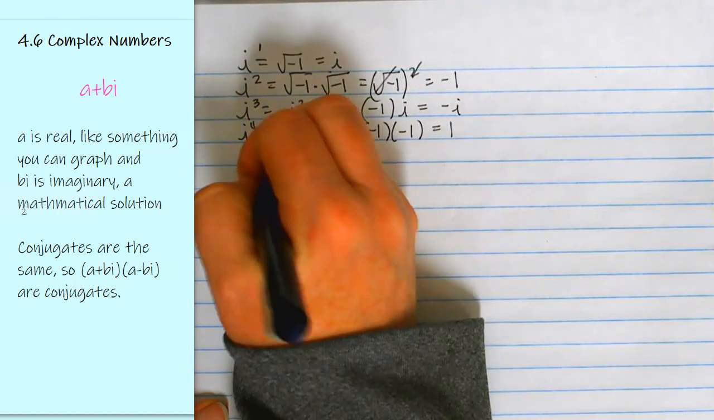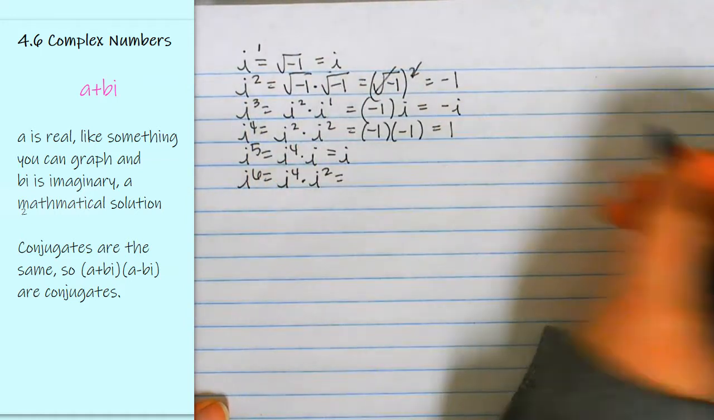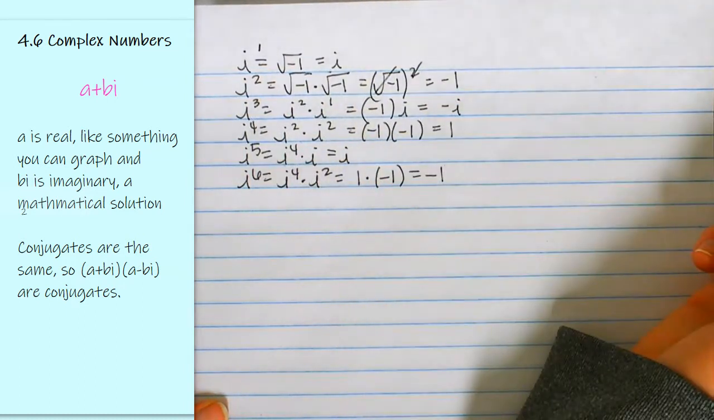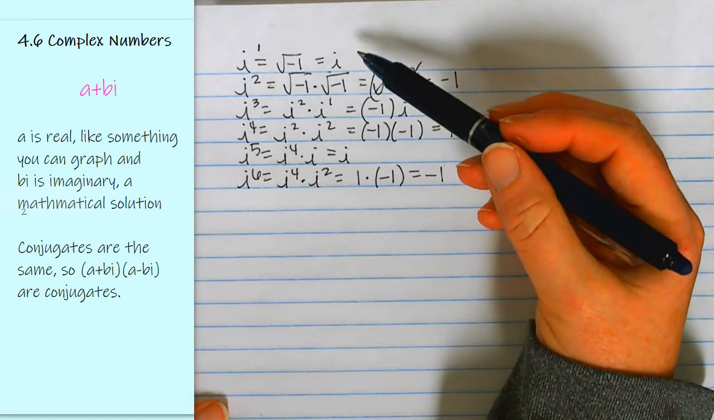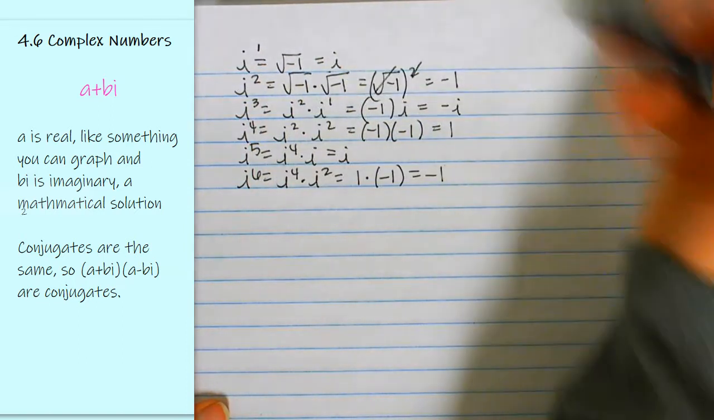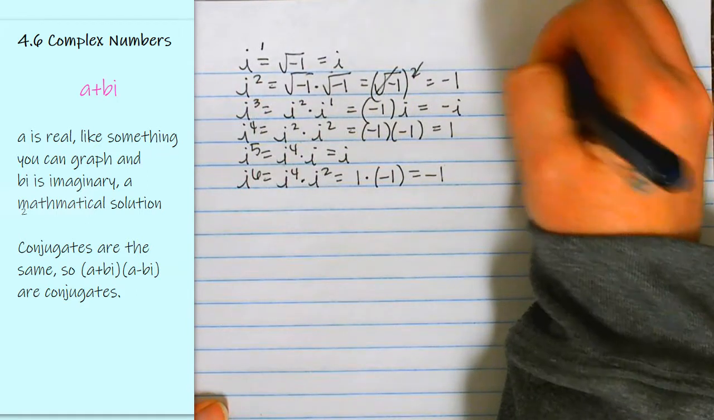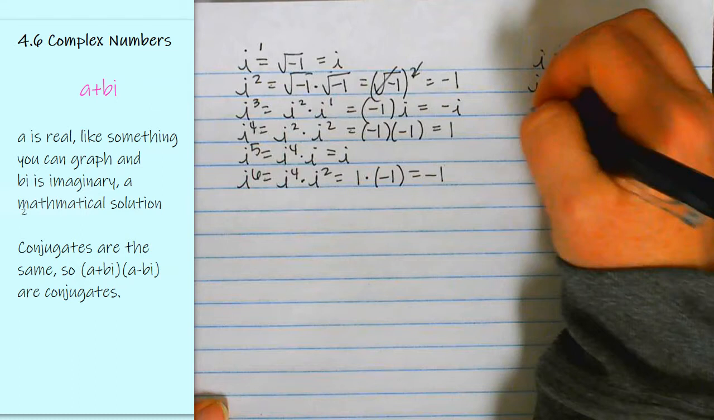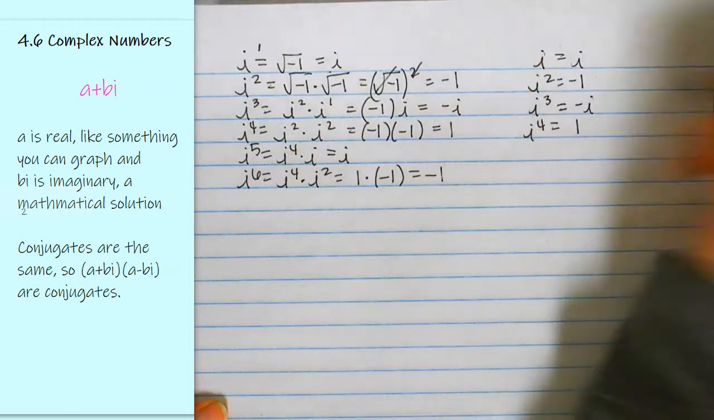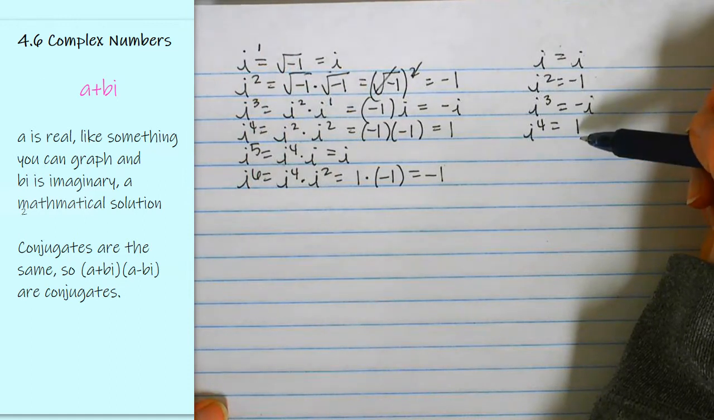And then i to the sixth, we could call that i to the fourth times i squared. i to the fourth is 1 times i squared is -1. That's -1. So what happens is you have 4 possible answers with i to any power. I'm going to write this more simply: i to the first power is i, i squared is -1, i cubed is -i, and i to the fourth power is 1. It's either going to be a flavor of i, positive or negative, or 1, positive or negative.